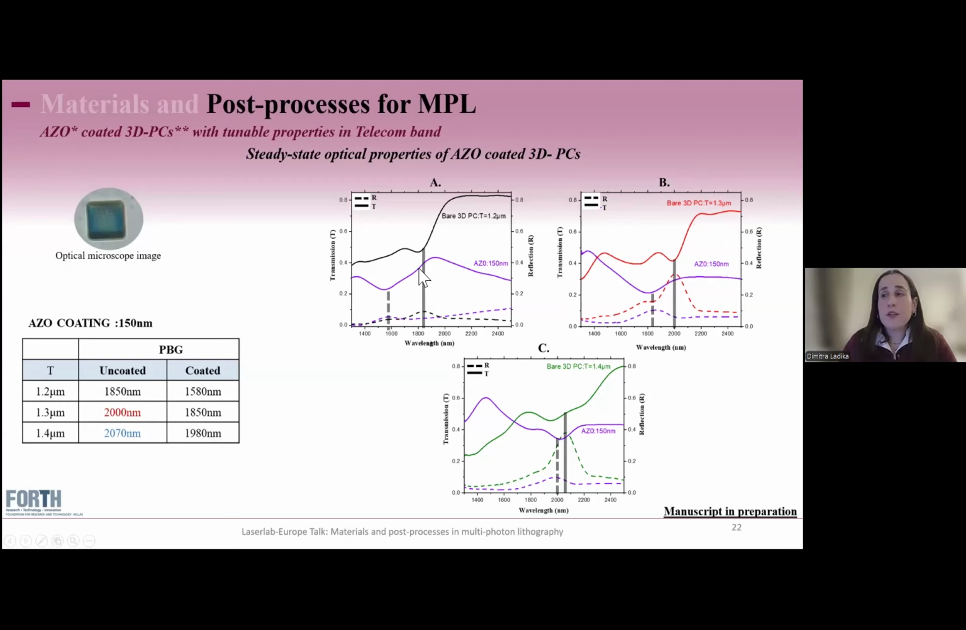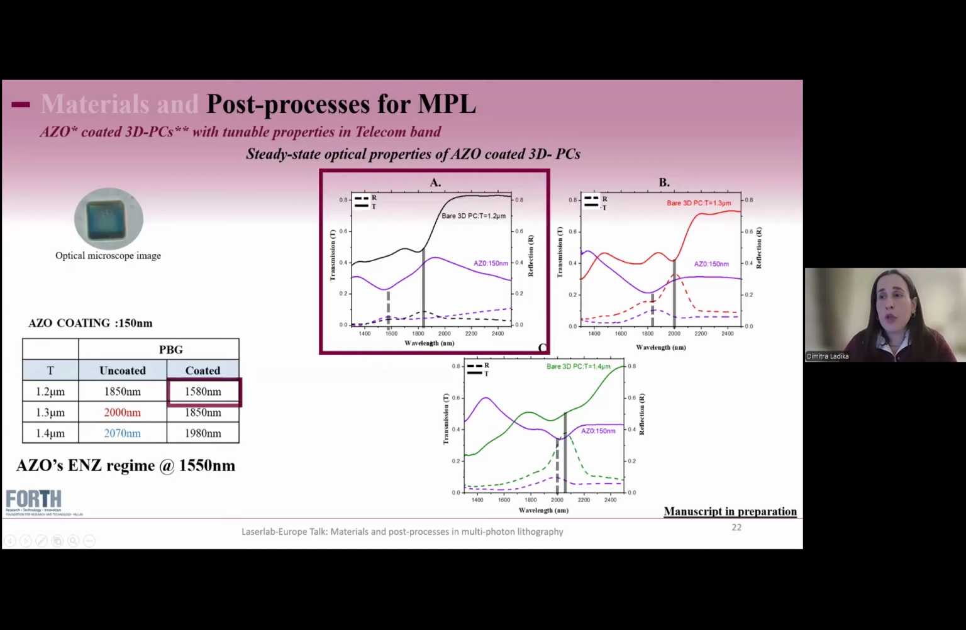What was very interesting for us was that we had a shift in the band gap to lower wavelengths for all the structures. So we didn't have mixed motifs. We had the same pattern taking place for every photonic crystal with the same coating. The most interesting for us was the one with 1.2 micrometers in layer periodicity, as it showed the photonic band gap closer to the ENZ regime of aluminum zinc oxide.